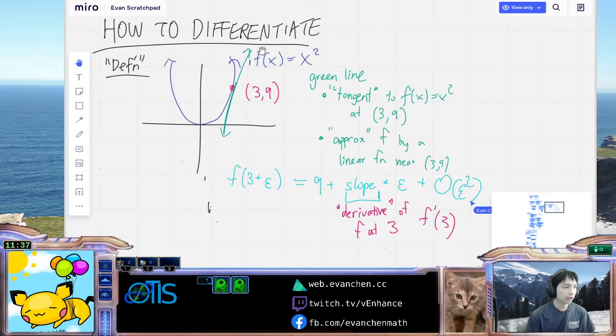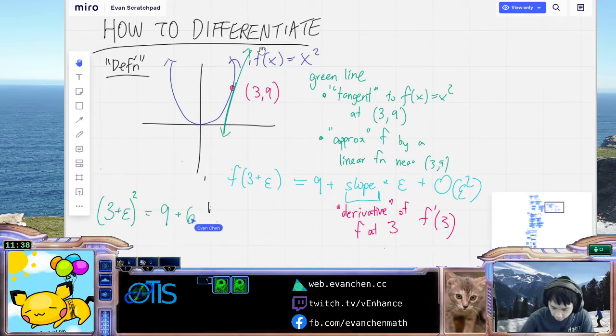Okay, so that's fine, but then, how do I actually compute this number? I'll do it manually for f of x equals x squared because it's easy enough that you can do it by hand. You have 3 plus epsilon squared. If you look at the definition, it will tell you explicitly what it is. You compute this is 9 plus 6 epsilon plus epsilon squared. So if I want to approximate it by a linear function, it's this 6 here.